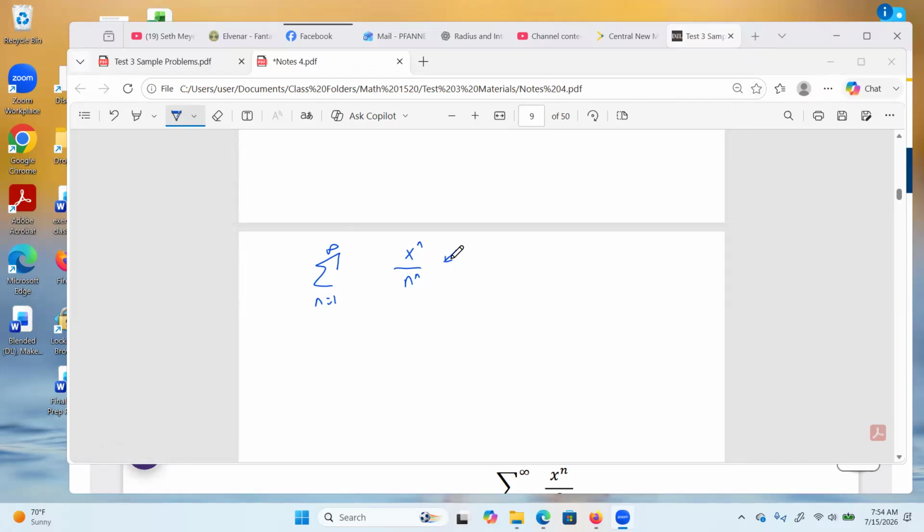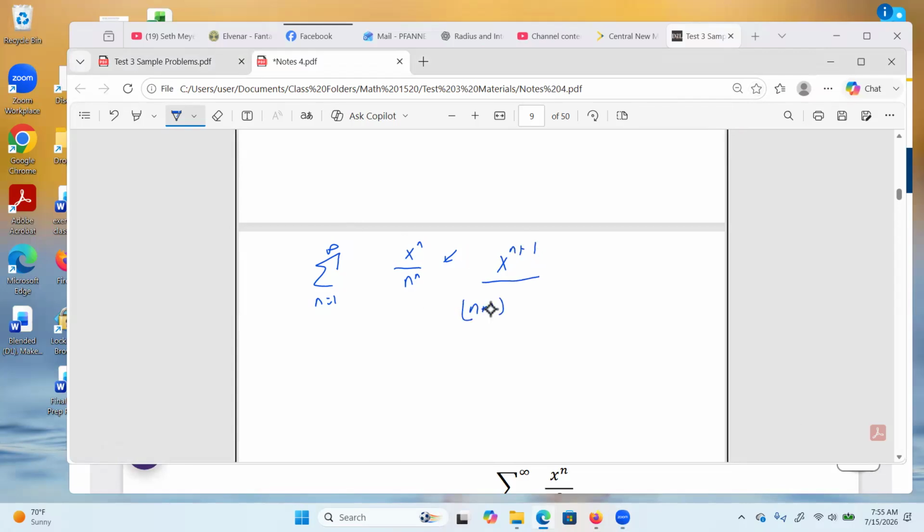So for this problem, I thought about trying the root test or the ratio test, because that would give me an x to the n plus 1 over an n plus 1 raised to the n plus 1, over an x to the n over an n to the n.